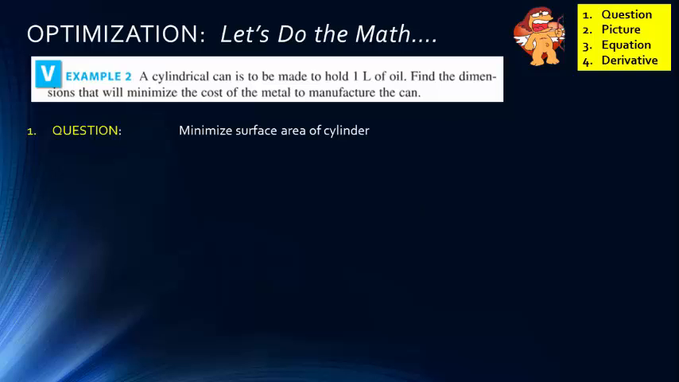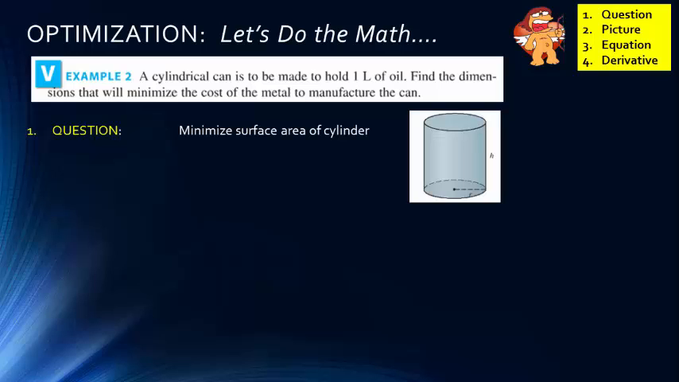In order to minimize the cost, notice what we're going to have to do is minimize the size of the can, specifically the surface area, right? The metal is what's around the can, on top and on bottom. If we're going to minimize the cost of the metal, we have to minimize the amount of metal we use.